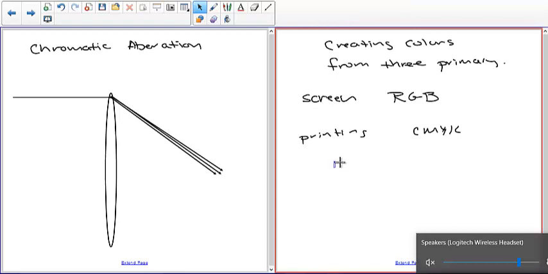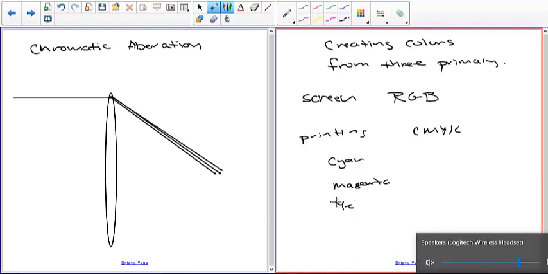So you have C, which is cyan. You have M, which is magenta. You have Y, which is yellow. And you have K, which is black. You don't use B for black because you use B for blue.